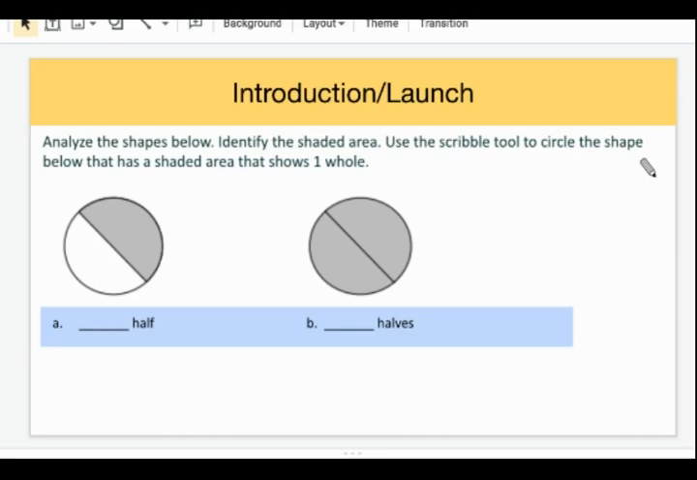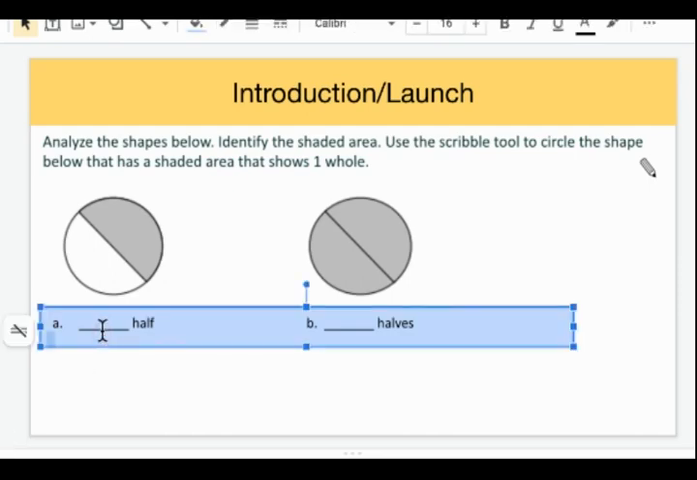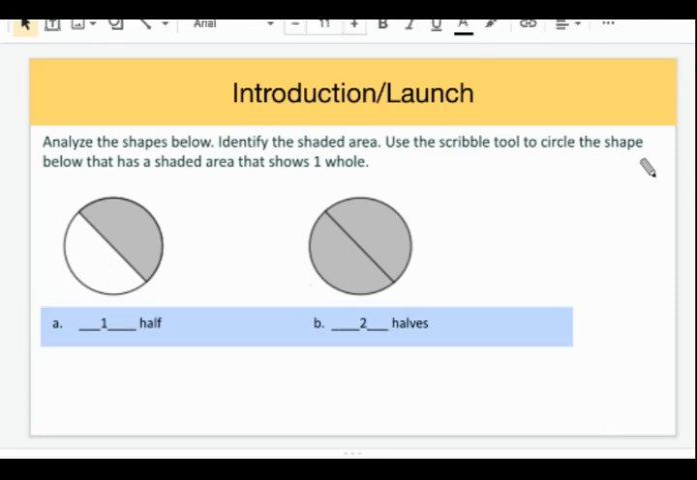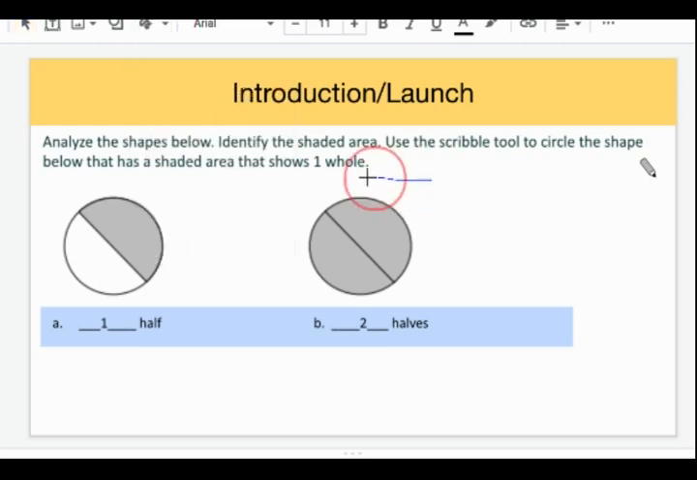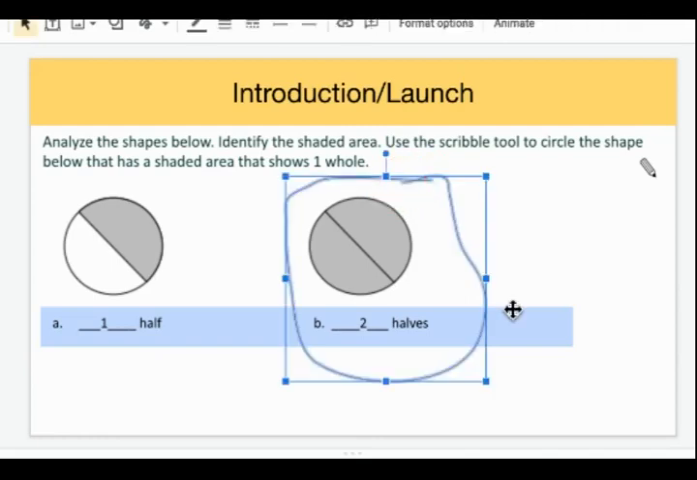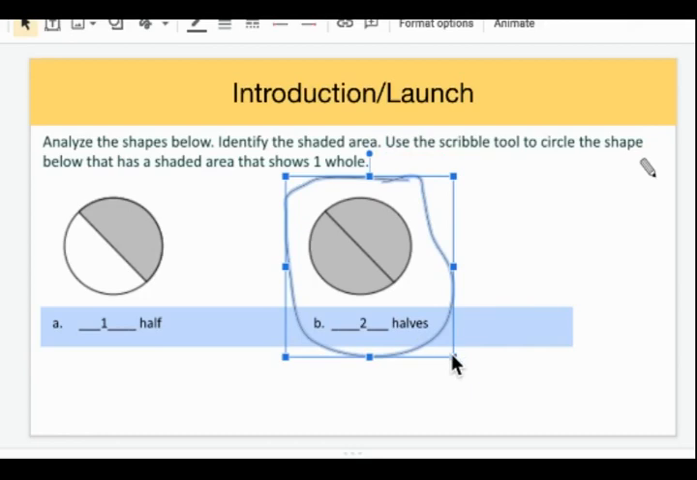So I am going to type underneath circle A in the blank the number 1, right? It is showing one half of the circle shaded in gray. This circle, circle B, is showing two halves. So going back to the instructions, it says to use the scribble tool to circle the shape below that has a shaded area that shows one whole. I'm going to the top, selecting the scribble tool, and remember, these two halves, they're both shaded in. We put them together. Two halves equals one whole.